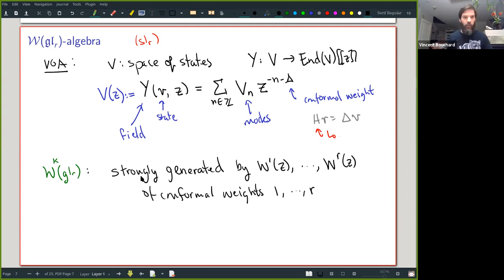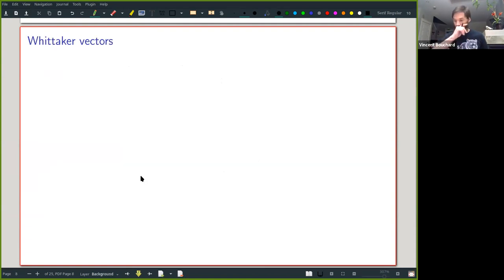Okay, so that's cool. That's all I want to say about a definition of W algebras. What you should remember is that you have R fields here, and they all have conformal weights 1 to R, and they strongly generate the algebra. So everything is constructed out of those. Now, what is a Whittaker vector?